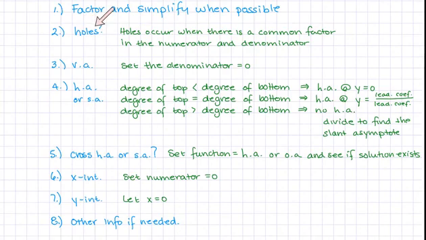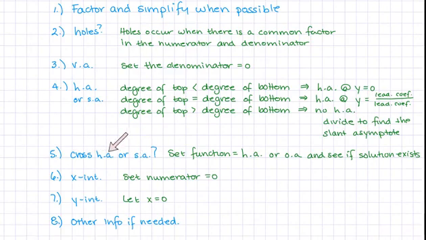So, are there any holes? Remember, holes occur when there's a common factor in the numerator and denominator, when it simplifies. Where are the vertical asymptotes? You set the denominator equal to 0. Are there any horizontal asymptotes? If the degree of the top is less than the bottom, you have a horizontal asymptote at y equals 0. If the degree on the top and the bottom is the same, then it's y equals leading coefficient over leading coefficient. If the degree of the top is bigger than the bottom, you don't have a horizontal asymptote, but you still have an asymptote. And remember, for us this year, we're going to divide, and we're only going to worry about slant asymptotes. We won't worry about those other asymptotes.